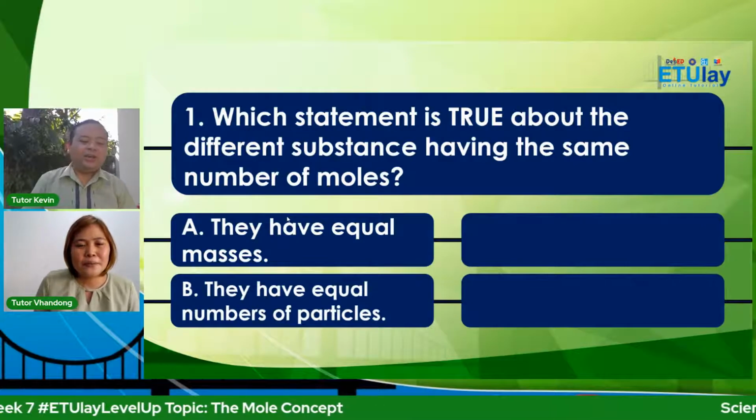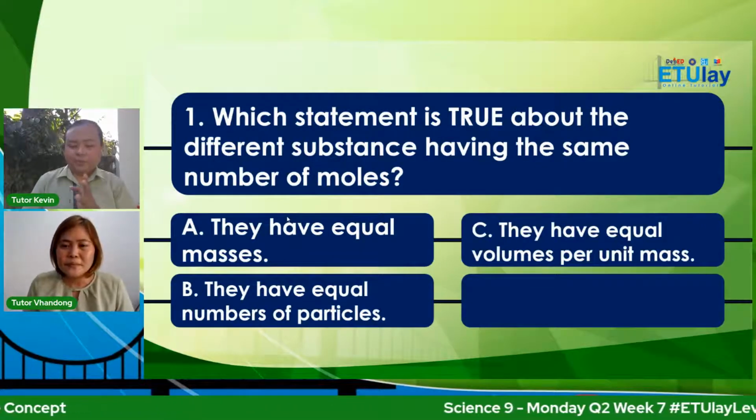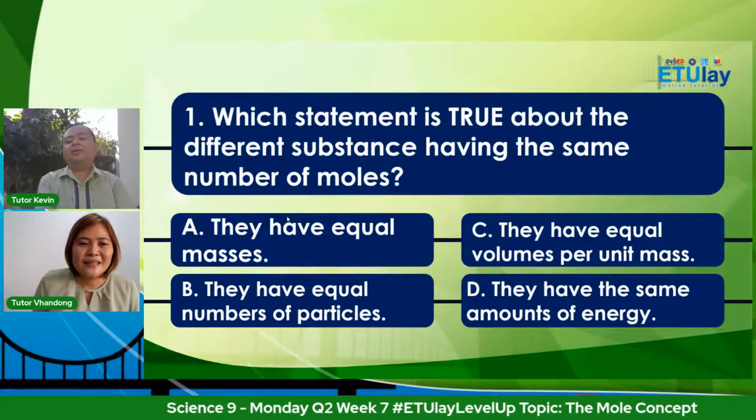Is it B, they have equal number of particles? Is it C, they have equal volumes per unit mass? Or is it D, they have the same amounts of energy?